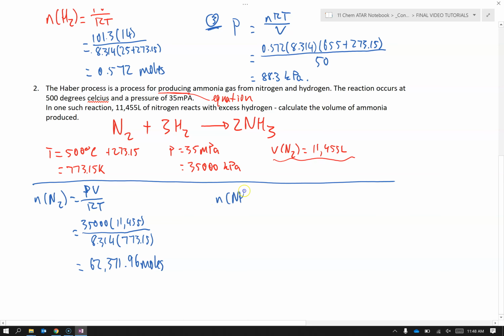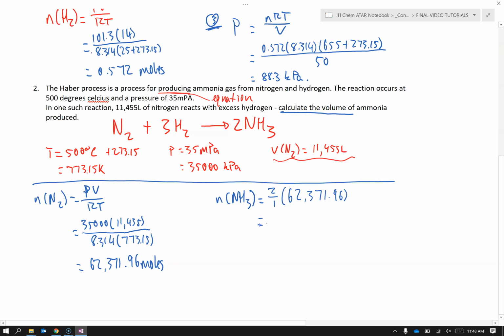Excellent. I've now got my number of moles of N2, and now I can use the stoichiometric ratio of my equation to calculate my number of moles of ammonia, because what am I asking? Calculate volume of ammonia. So, number of moles of NH3 is equal to 2 on 1, because there's a 2 in front of ammonia and there's a 1 in front of nitrogen.